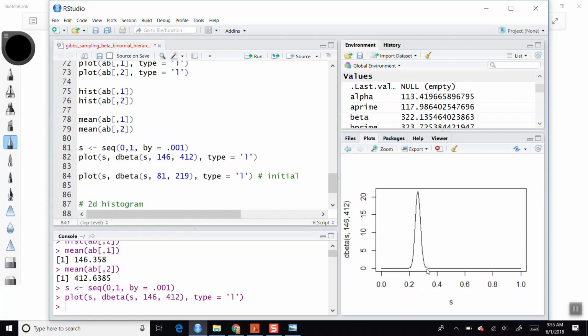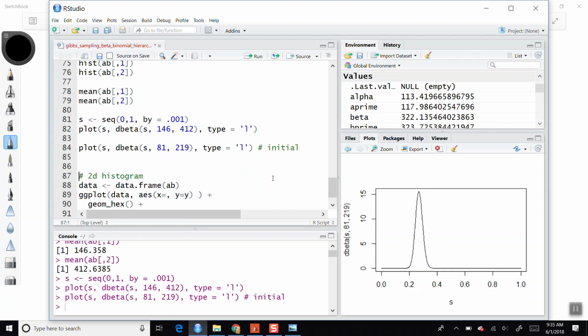Between 0.2 and 0.3-ish, there's a strong mass, okay? If you recall the homework, the numbers that we chose were 81 and 219, or something like that. And if we ask what the distribution looks like there, it looks almost identical, okay?